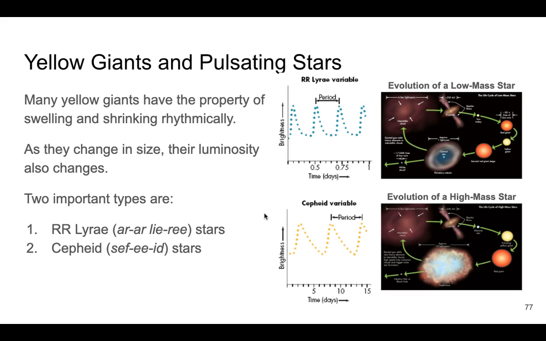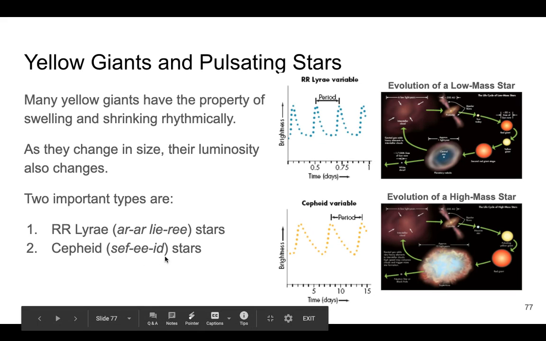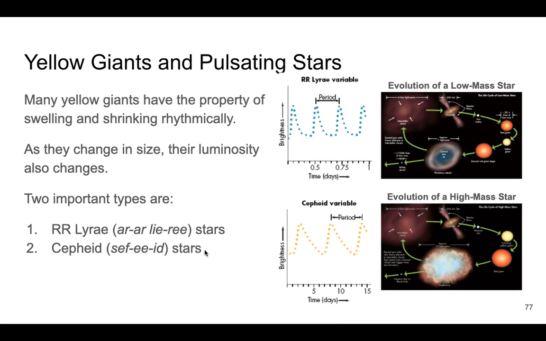So some yellow giants have the property of swelling and shrinking rhythmically, and these ended up being very, very useful. So they're going to change in size, and their luminosity is also going to change. And there's 2 important types of these, RR Lyrae. So this is how you would pronounce it, RR Lyrae stars. And really the more important ones are going to be the Cepheid stars.